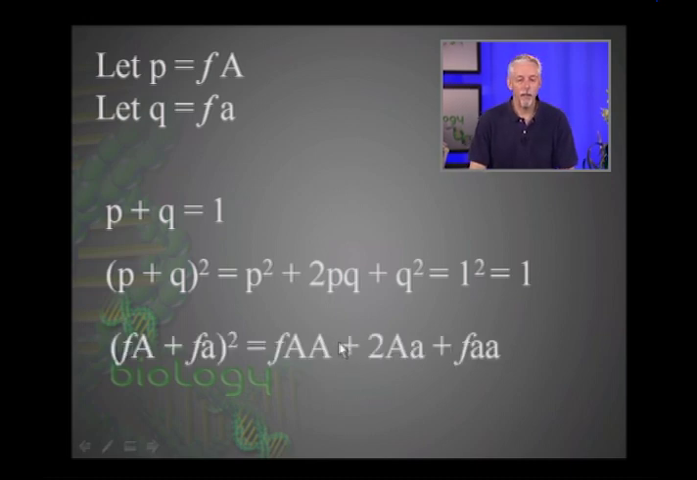So again, what that's representing is the frequency of dominant alleles and the frequency of recessive alleles. And if we expand that, the P squared represents the frequency of homozygous dominants in the population, 2PQ represents the frequency of heterozygotes in the population, and the Q squared represents the frequency of homozygous recessives in the population.